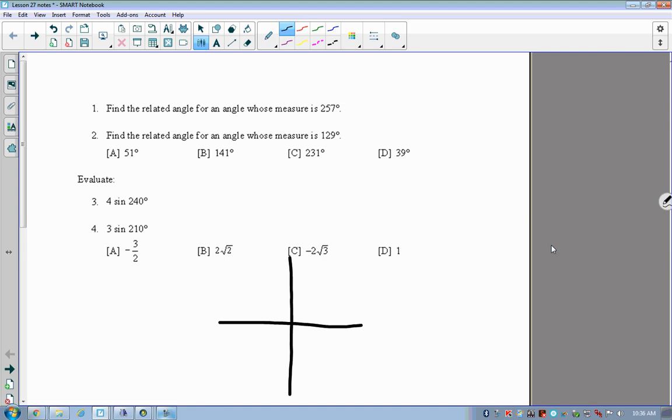Starting over. Algebra 3, lesson 27, related angles.